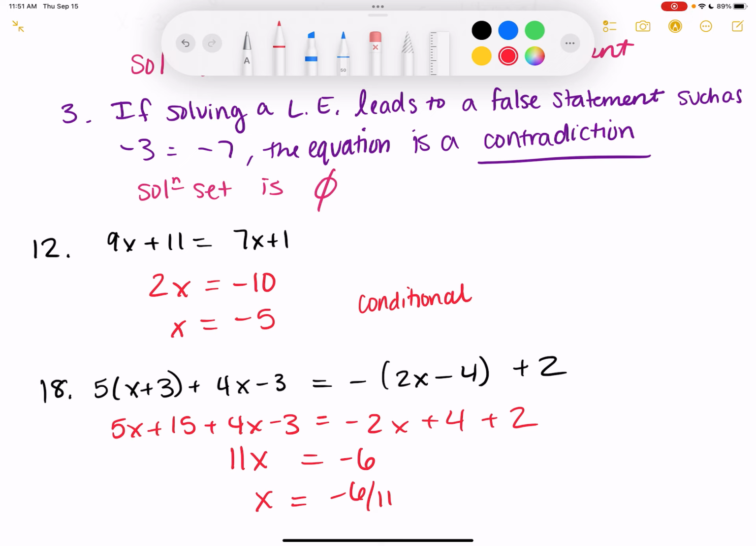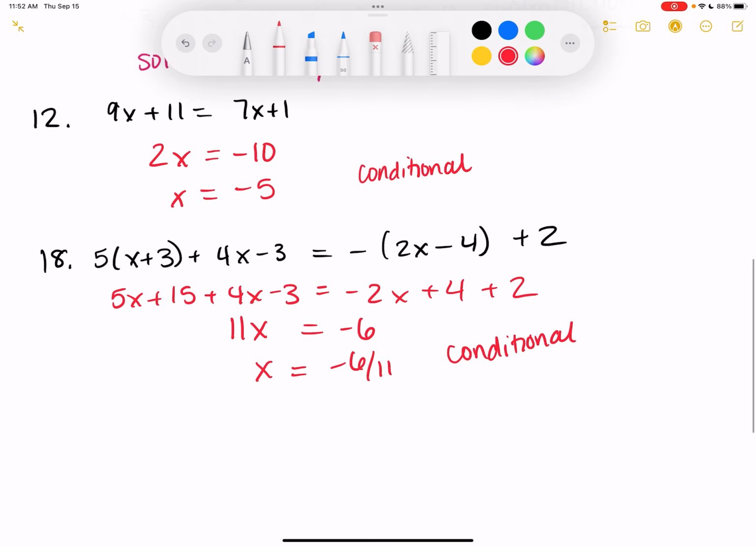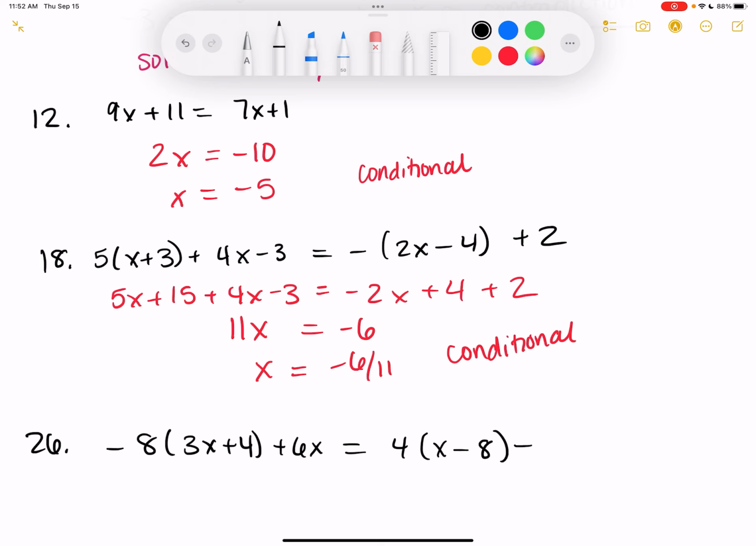So what is this? Is that a contradiction? Conditional. Alright, hold on. I'm going to have you do 26 on your own for a second.